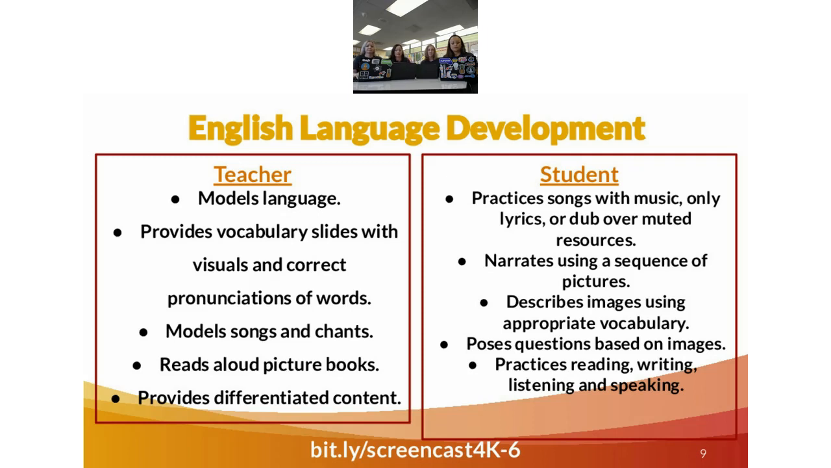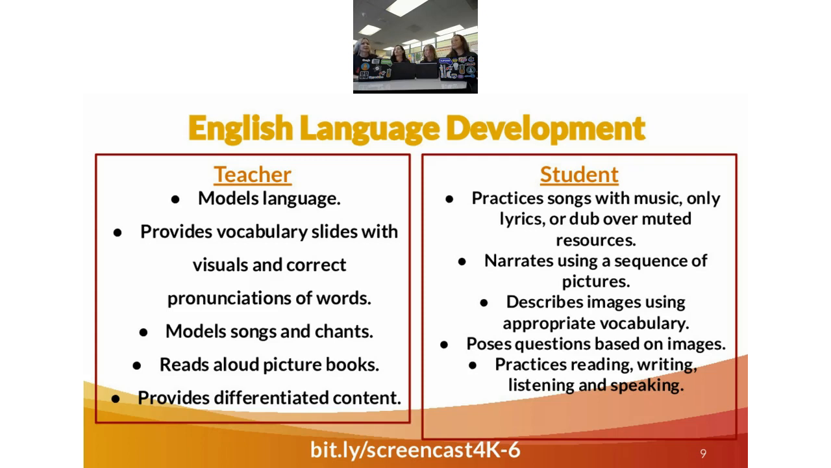So as far as English language development, we have a very high population of English language learners. So we definitely use Screencastify to reach those various levels. Ways teachers can use Screencastify is to model language and model how we correctly use and write sentences based on the English language. We can front load vocabulary slides, so just front load the content that we're going to be teaching, model songs and chants, and read aloud from picture books. And again, provide differentiated content.